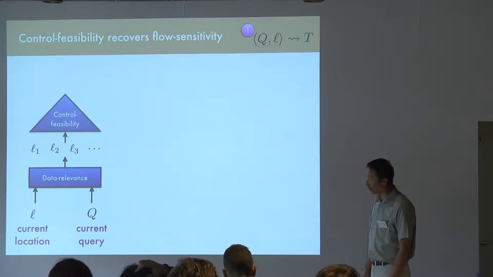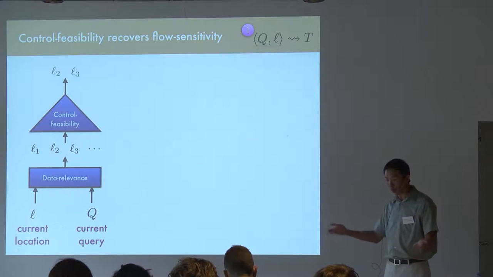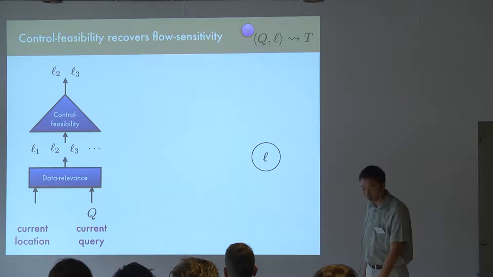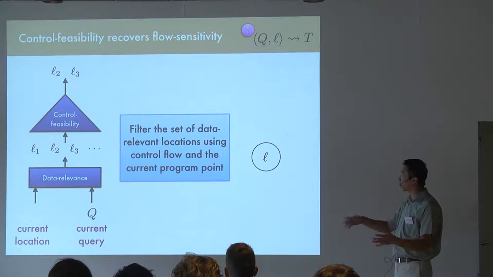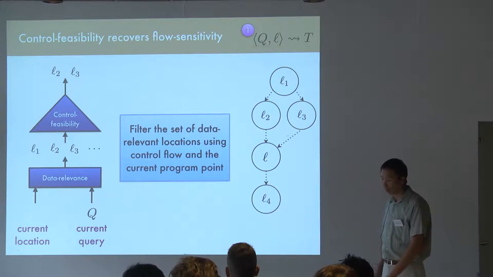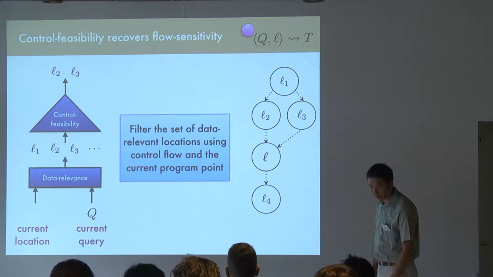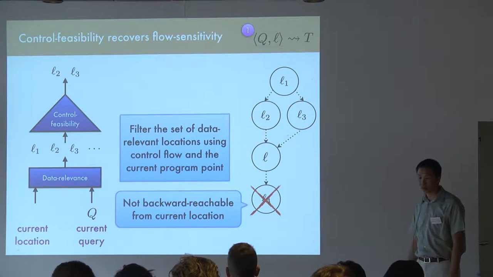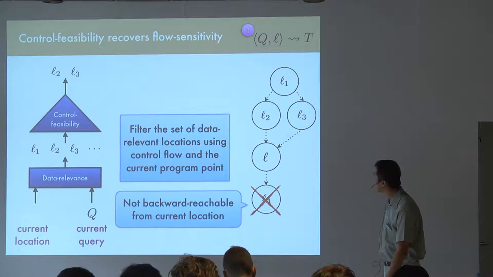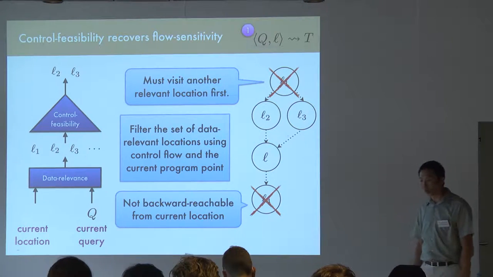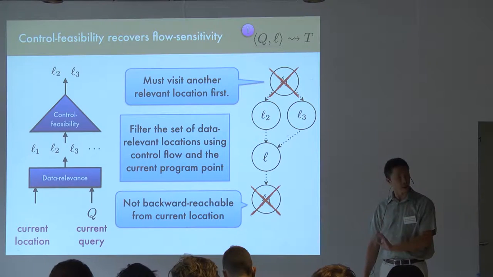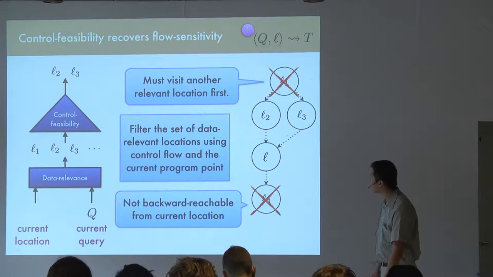So then the next step is, given that set, let me filter this down. What kind of filtering are we considering? If I'm at the current program location L, I can filter the set of data-relevant locations that I might have to continue to, using any other control flow that I might have. So if I know that L4 comes after L, then it's not backward reachable from the current program location. I could throw it out and I don't have to consider it in my next step. And also very important, I can throw out L1 because L2 and L3 must be visited before getting to L1. And that's basically it.